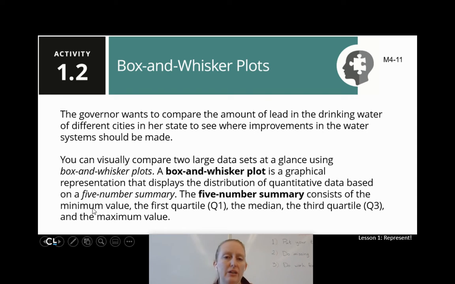So 3 of these we already know. We already know minimum value, smallest number there. Maximum value, biggest number there. And we know the median is the one in the middle if you line them all up in order. So let's talk about that first quartile and that third quartile, shall we?